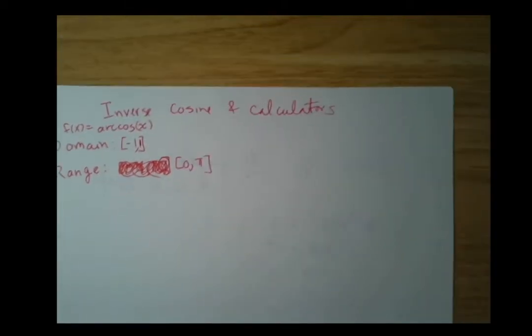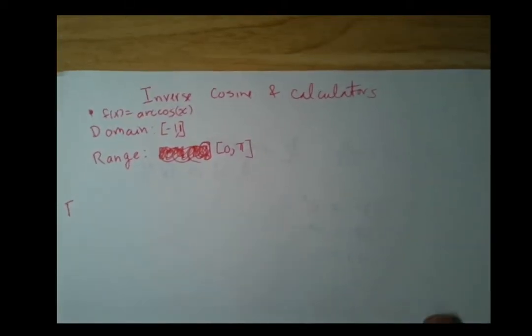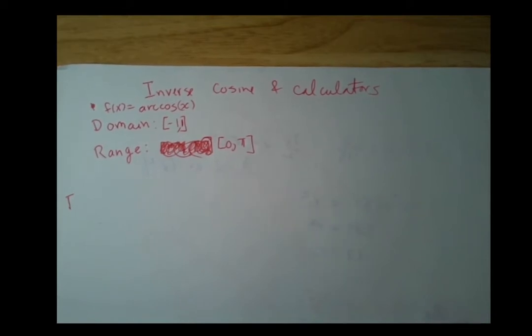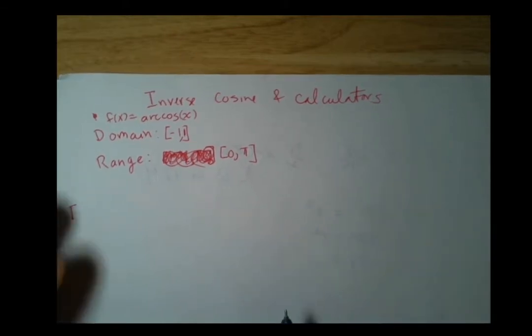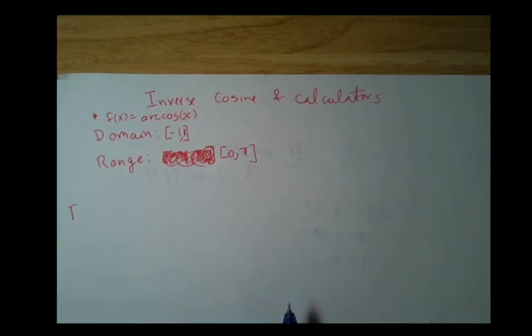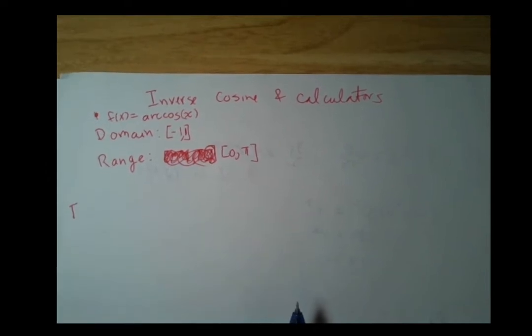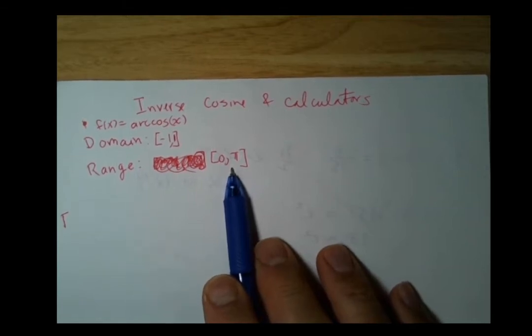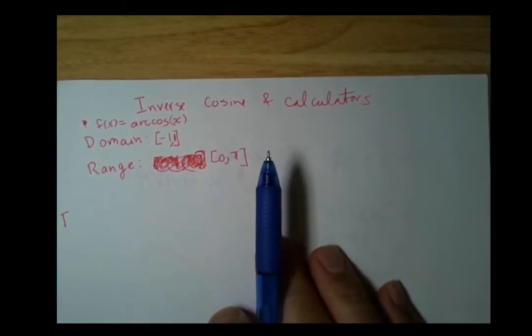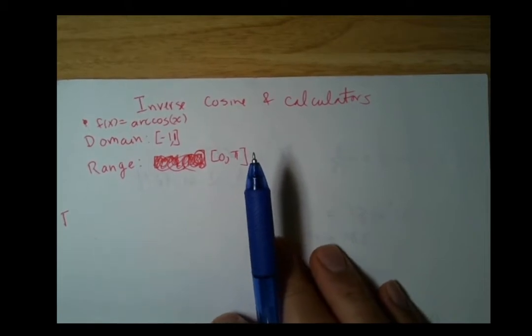Okay, so in this video we're going to look at the inverse cosine and calculators. Now, similar to our previous video with the sine, here we have our inverse cosine. Domain, very similar to the sine. The major difference here is our range. Our range gives us an angle between 0 and pi, whereas sine gave us an angle between negative pi over 2 and pi over 2. Reasons for that were gone over in a previous module.